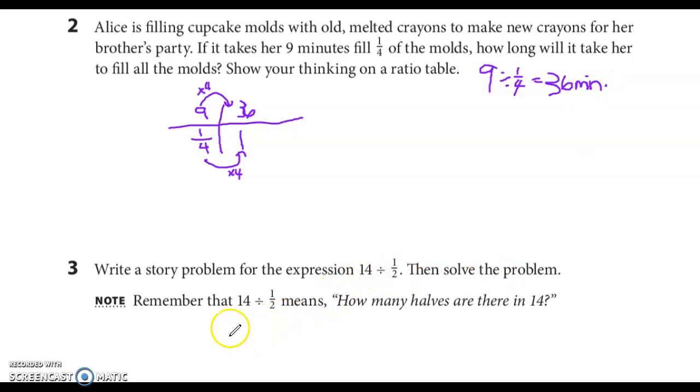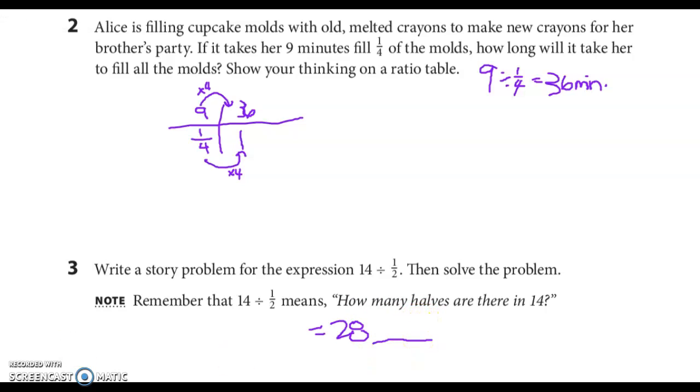The last one says, write a story problem for the expression 14 divided by 1/2 and then solve it. Remember, 14 divided by 1/2 means how many halves are in 14. So you could come up with anything that started with 14 and then divided it in halves. If you did 14 divided by 1/2, you're going to multiply 14 by 2. So 14 divided by 1/2 would be 28. So your answer would be 28, whatever you were solving.